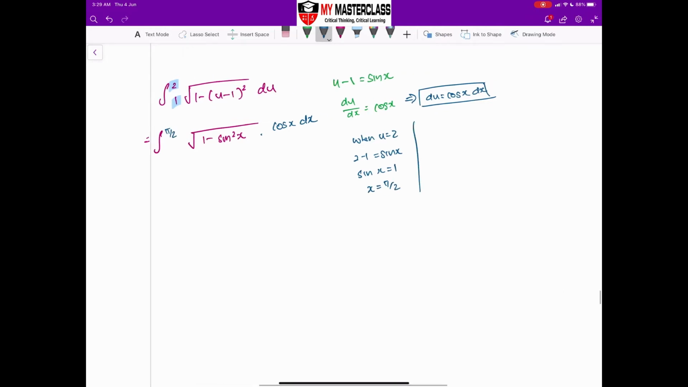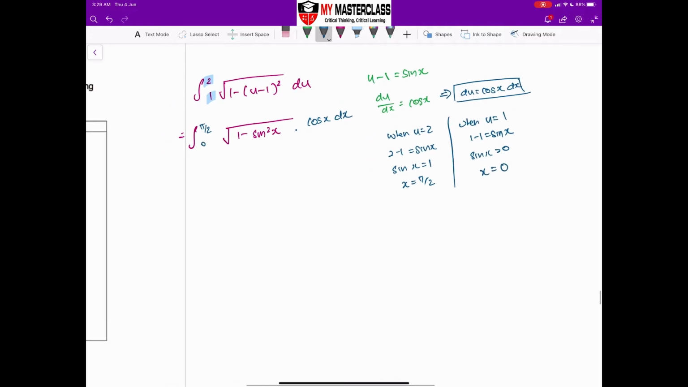We do the same thing for when u is equal to 1. So 1 minus 1 equals sine x, then sine x equals 0. In other words, sine inverse 0 is 0. So the limits become pi over 2 and 0.